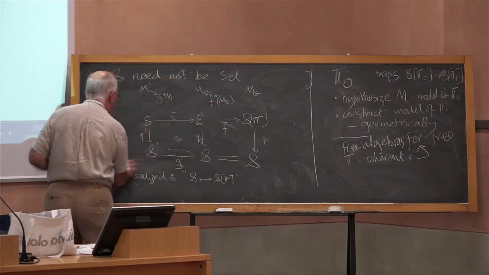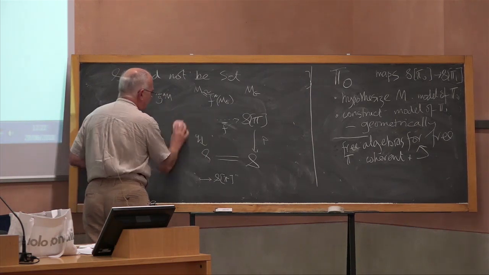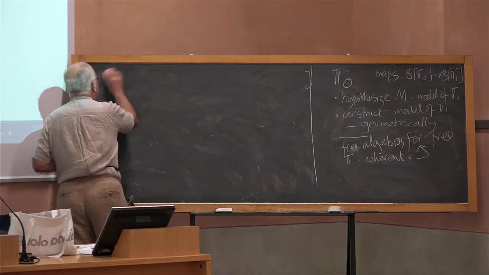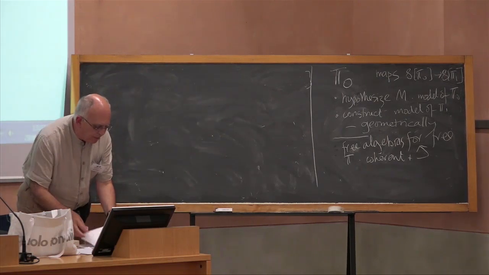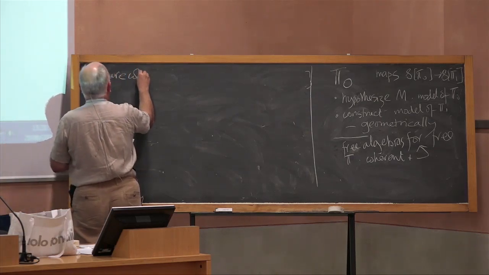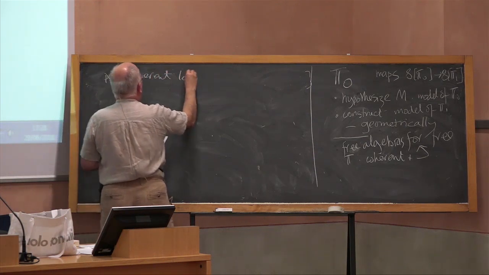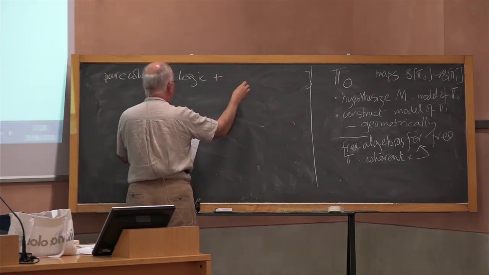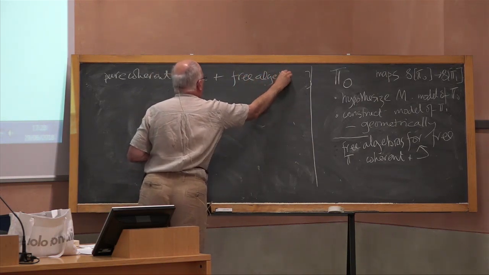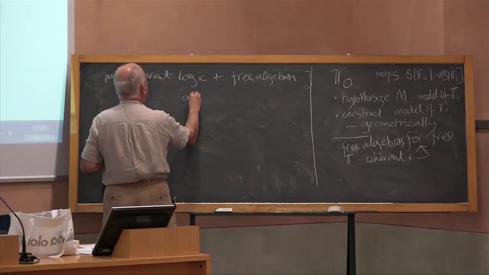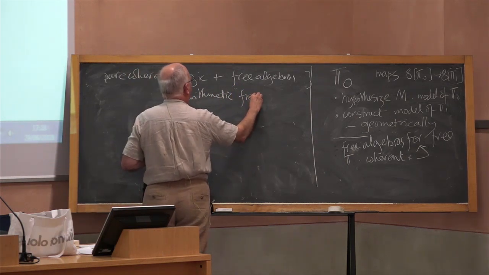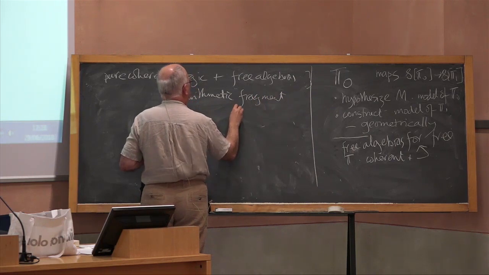I think I can rub these out. So just briefly, the arithmetic universes are an attempt to get a pure logic, pure coherent logic, plus the free algebras. So this is kind of arithmetic fragments of geometric.